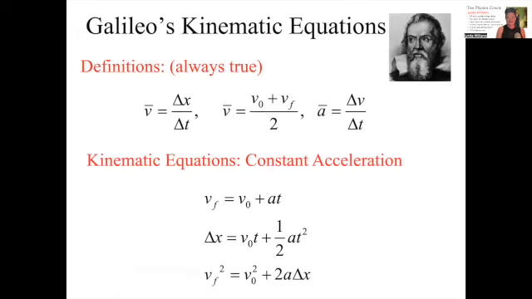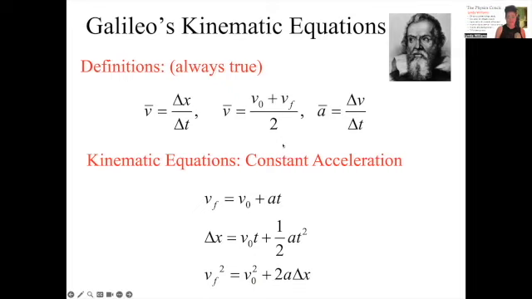Here are the kinematic equations that Galileo defined and derived. We have the definitions at the top for average velocity in terms of displacement and time. Here's the equation for average velocity in terms of the initial and final states divided by 2. It's actually an average. And then the average acceleration, if you have a changing acceleration, will be equal to the change in velocity over the change in time.